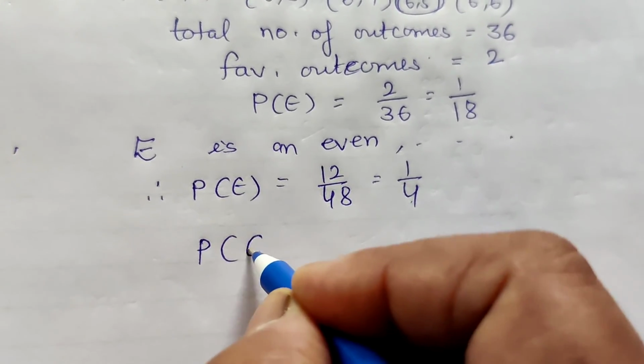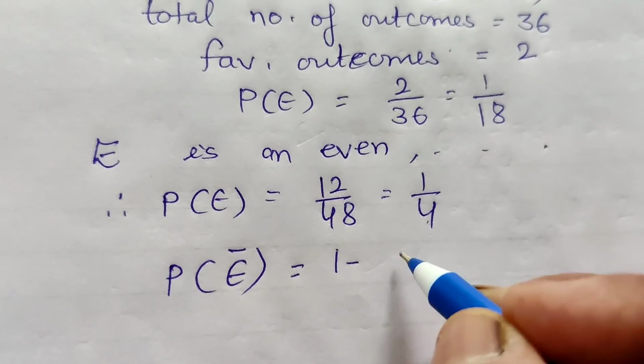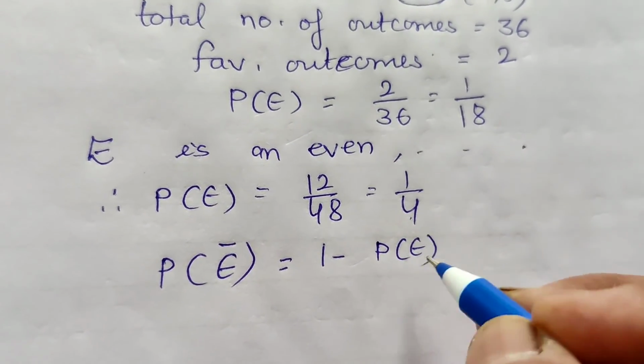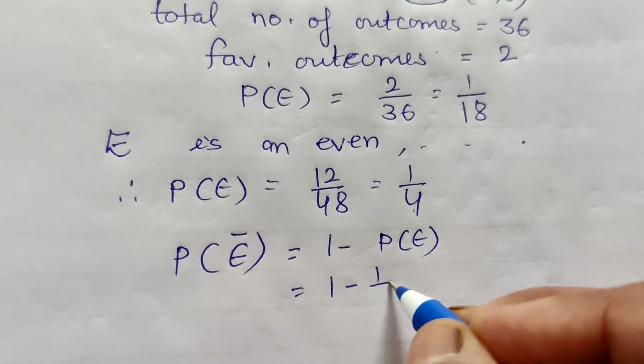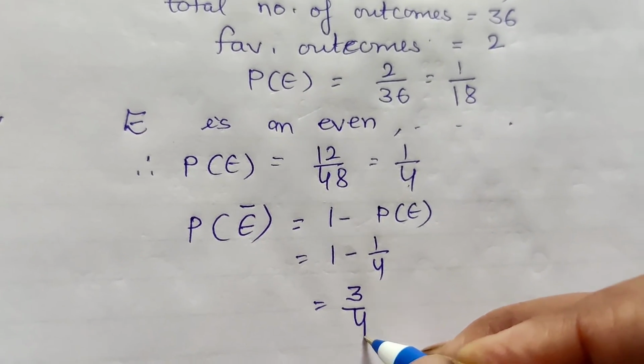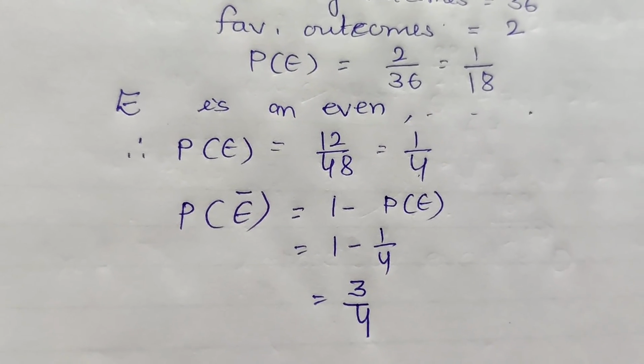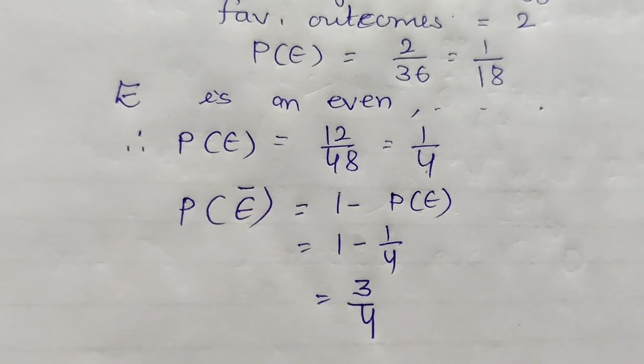Therefore, P of not E, when he does not hit the boundary, means 1 minus P of E. 1 minus 1 by 4 is equal to 3 by 4. Okay. The probability of the batsman when he does not hit the boundary is 3 by 4. Okay. Thank you.